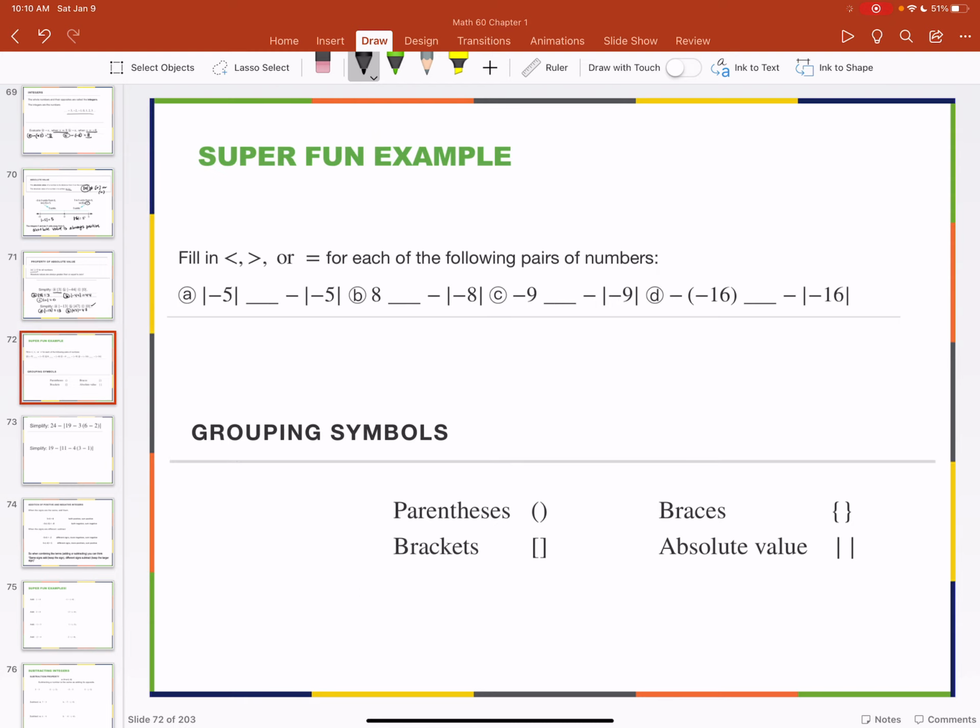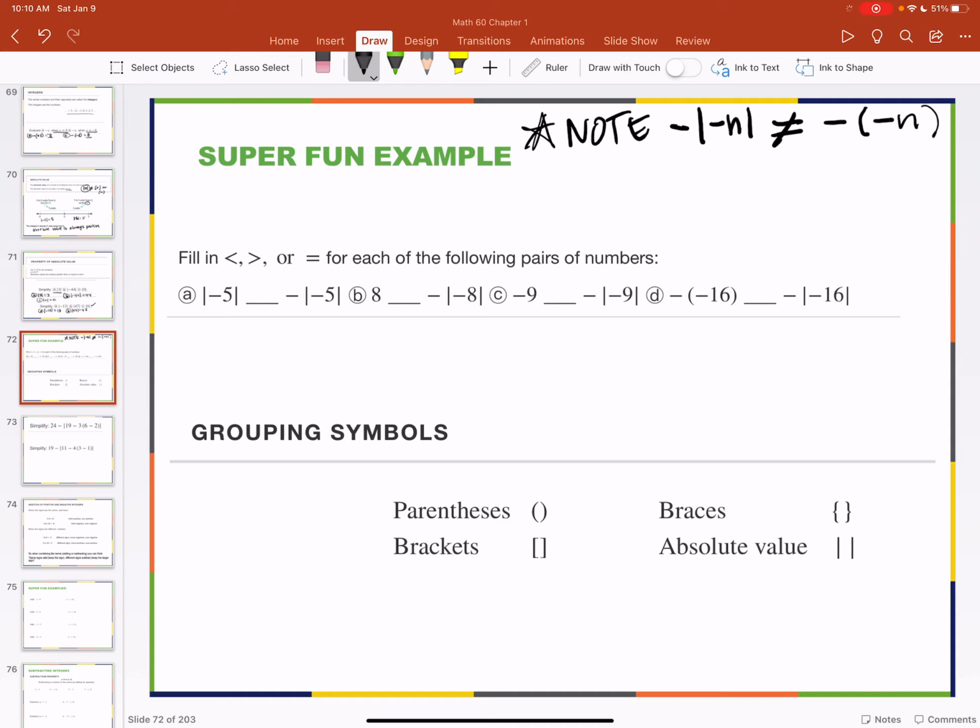Let's do some more super fun examples. Let's compare these things. Let's use absolute value in simplification. Now, this is a big note. When you take the negative of an absolute value of a number, that does not mean the same as finding the opposite of a number. They're two different things. So let's go through this carefully.